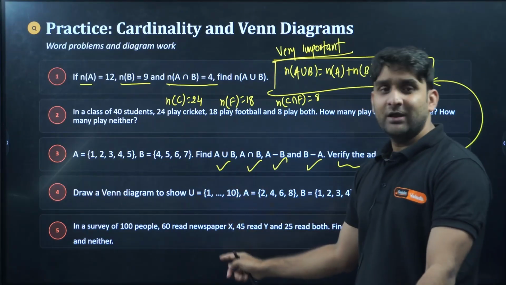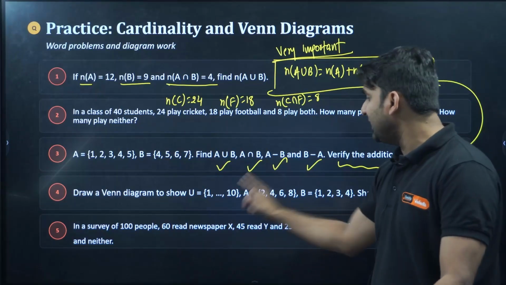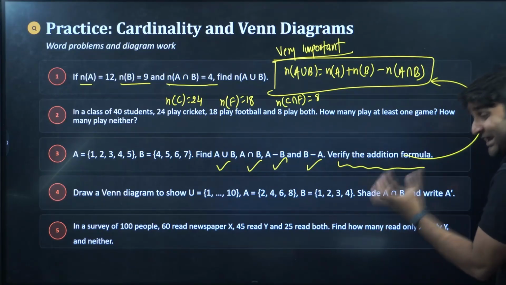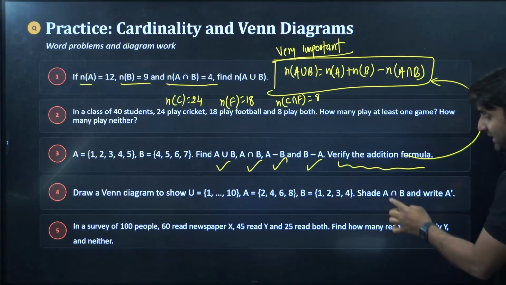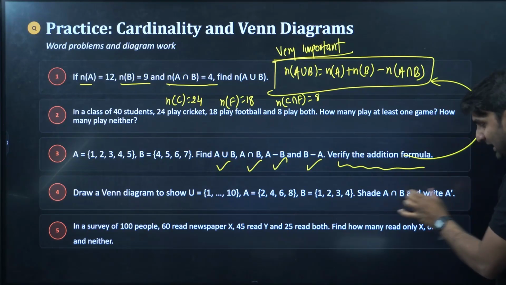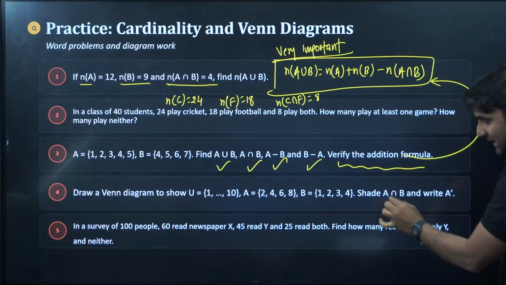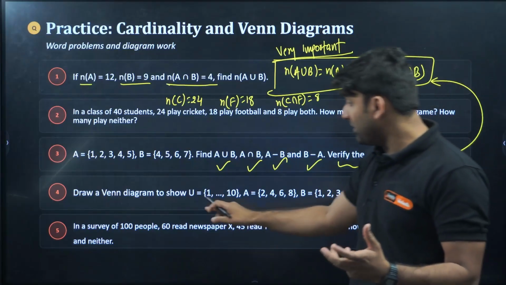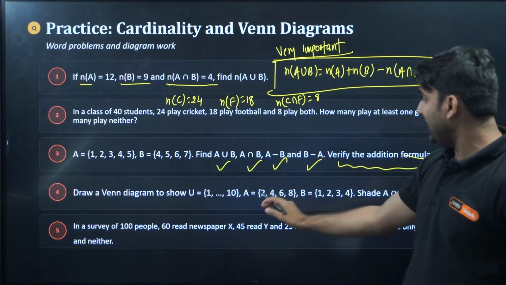By the way, you have three sets given: U set, A set, and B set. You have to draw the Venn diagram and you have to shade, using pencil or pen, A intersection B, and write A. What will be A? And you have to shade this A intersection B, meaning the common part of A and B.